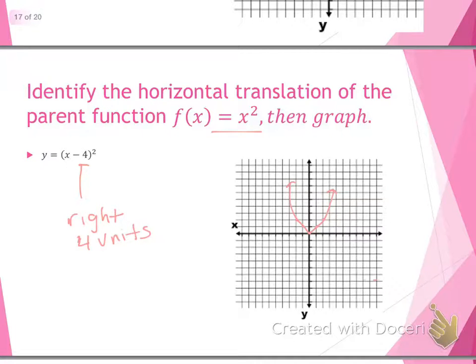Okay, so I'm going to move all of my dots over 4 units. So 1, 2, 3, 4. 1, 2, 3, 4. 1, 2, 3, 4. 1, 2, 3, 4. Okay, so you can see how it is shifted over 4 units from our original pink graph or our parent function.